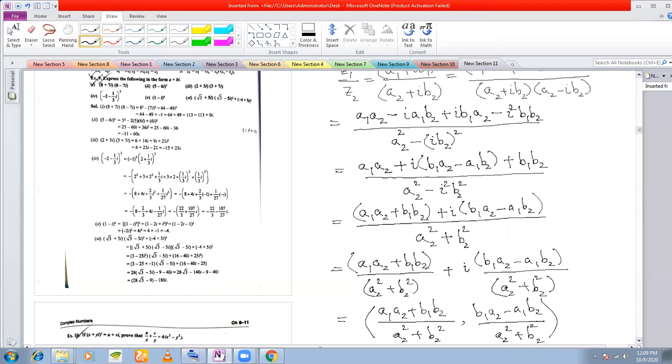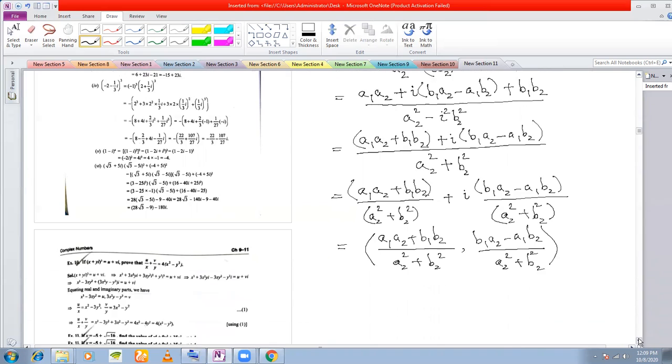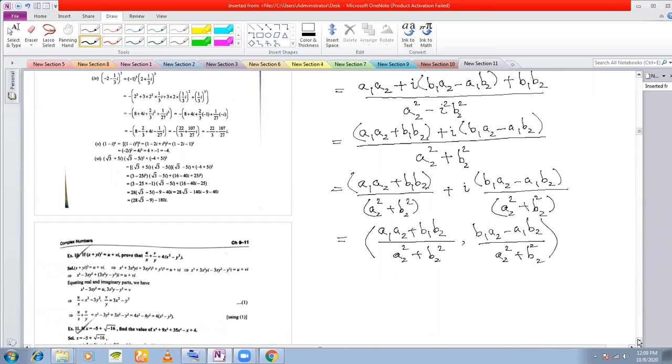Similarly, you can find Z2 by Z1 also. If you want to find Z2 by Z1, you need to multiply the numerator and denominator by the conjugate of the denominator Z1. Okay, so similarly, you can find Z2 by Z1.